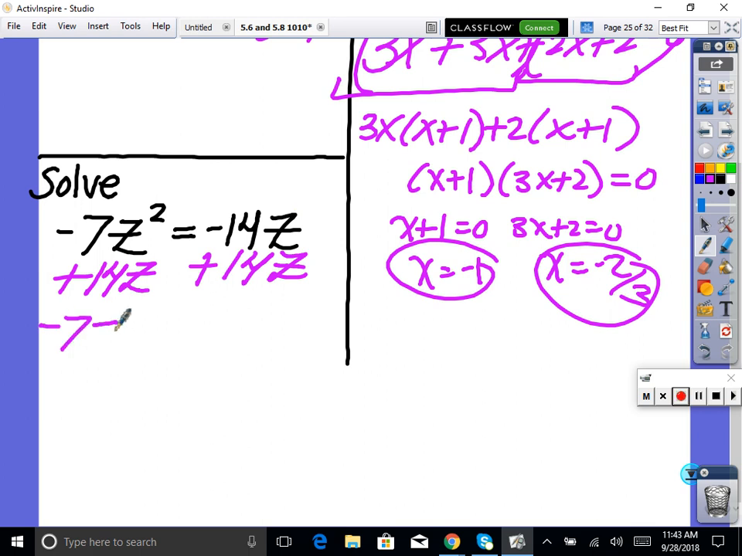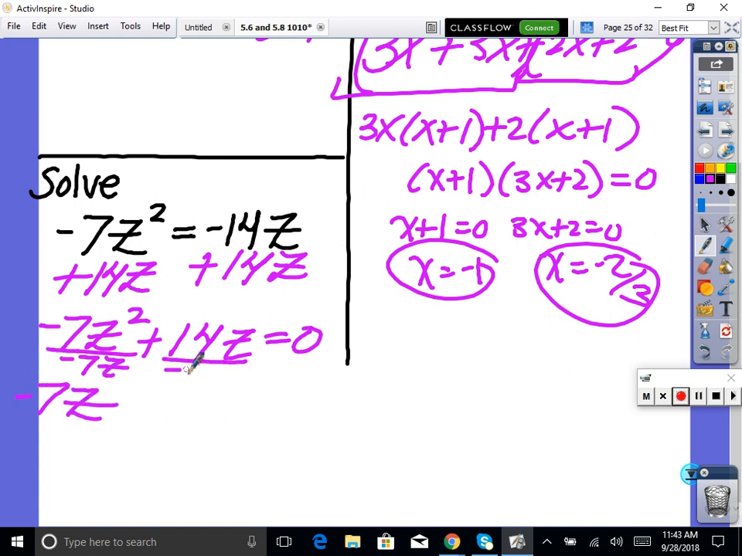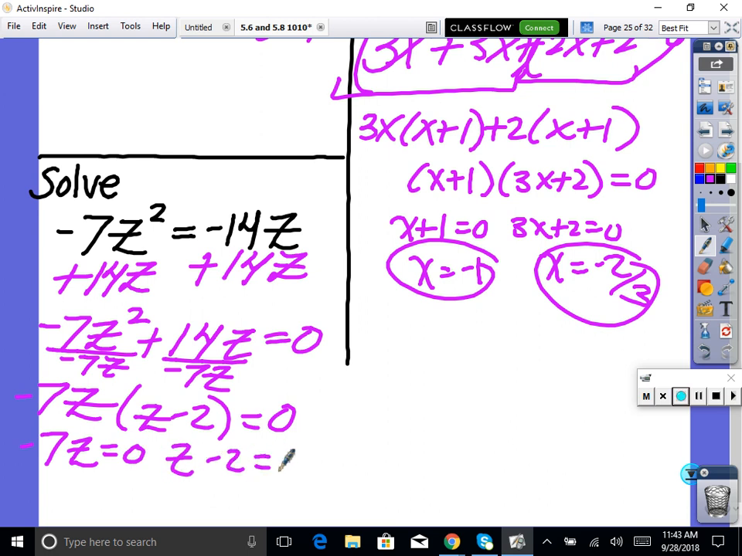So then we have negative 7z squared plus 14z equals 0. So then we factor out negative 7z, divide by negative 7z, divide by negative 7z. So then left is z minus 2. So then negative 7z equal to 0. Z minus 2 equal to 0. So what would I do here? People freak out.